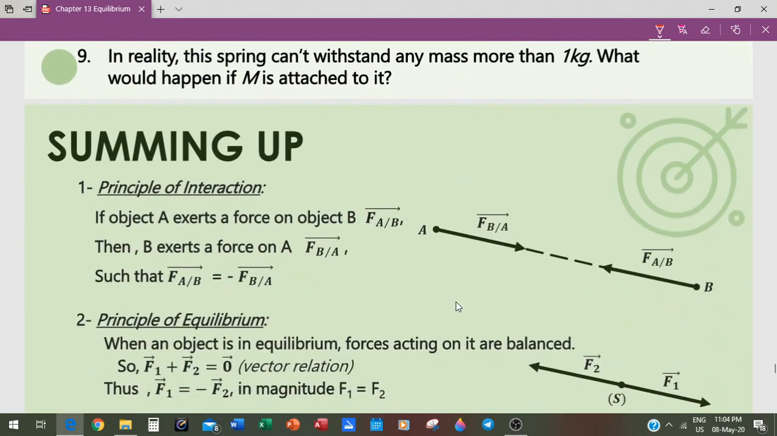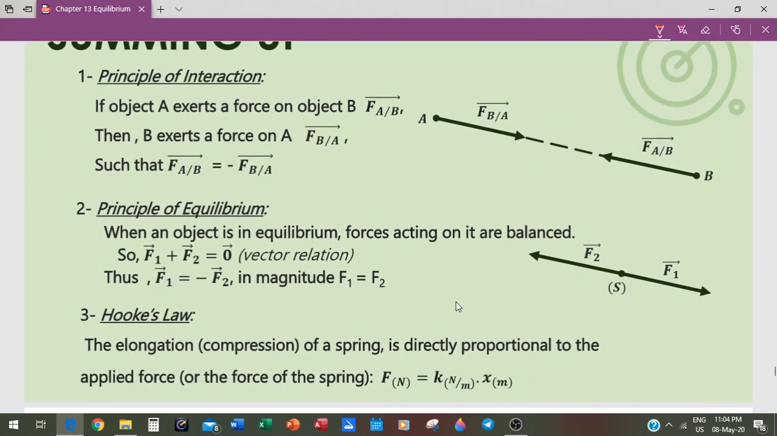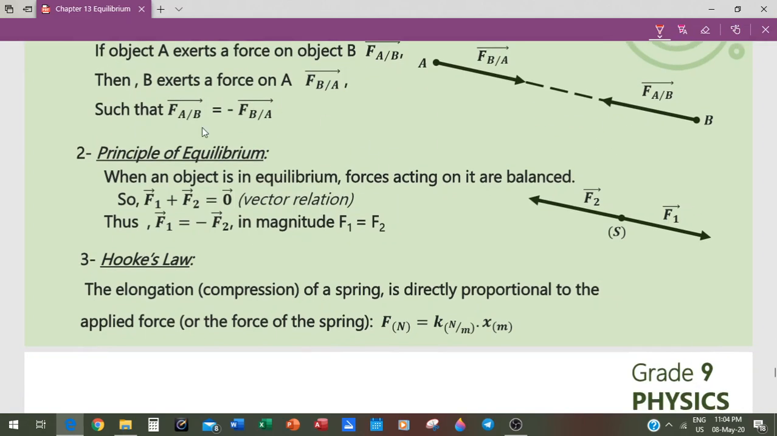Summing up this chapter, we have 3 main objectives. Principle of interaction. If object A exerts a force, these are what you must memorize in this whole chapter. If object A exerts a force on object B, F A on B, then B exerts a force on A, F B on A, such that force F A on B equals minus force F B on A. As you can see here, we have 2 objects A and B and 2 forces. These 2 forces have the same line of action, the same magnitude, but opposite directions. This is the first objective.